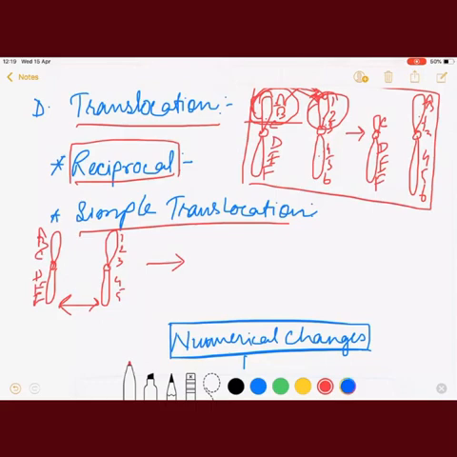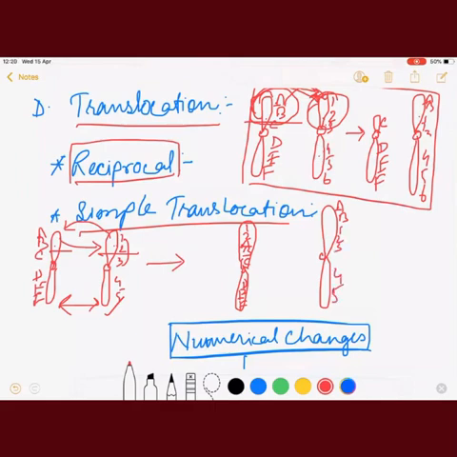But if the chromosomes are non-homologous and they exchange their parts, this is not normal; this is reciprocal translocation. What will happen here? This part will be transferred to this chromosome and this part will be transferred to this chromosome. That means this chromosome will be 1, 2, then A, B, C, D, E, F, and this chromosome will become A, B, then this part gets attached, A, B, 1, 2, 3, then 4, 5. If this kind of change occurs, this is called reciprocal translocation.